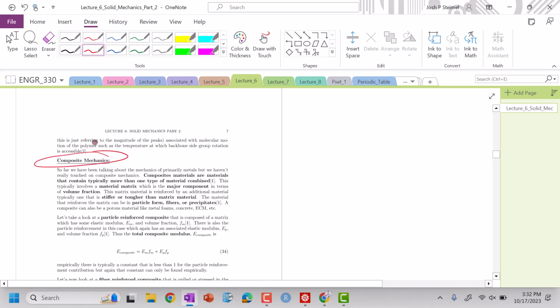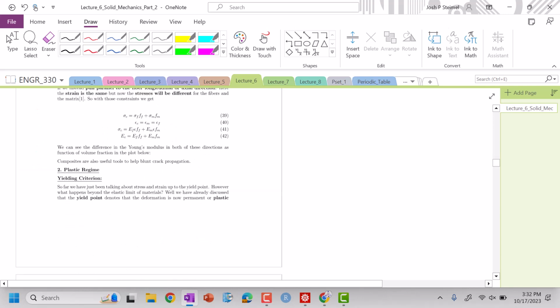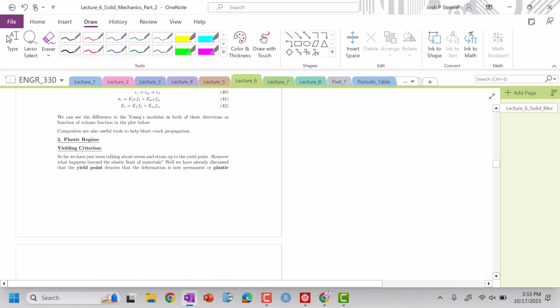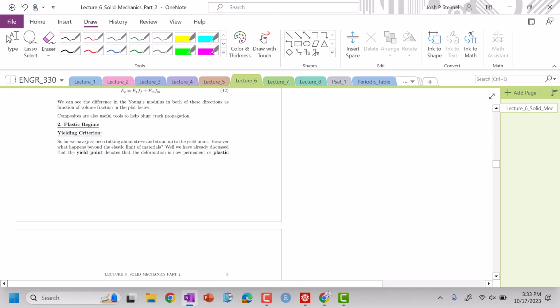We have composite mechanics here, but we're not going to go into that in this particular course. We'll see it in another course coming soon, machine design most likely, or advanced mechanics of materials and advanced polymers. All right, now we're going to get finally into the plastic regime and talk about yield criteria, and we'll see you all in the next video.